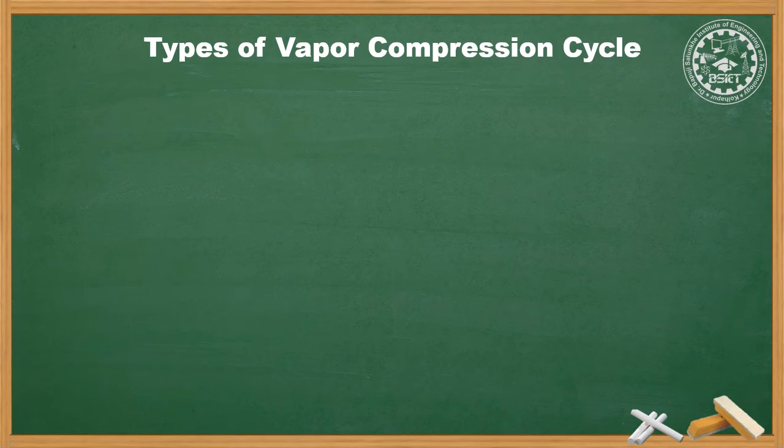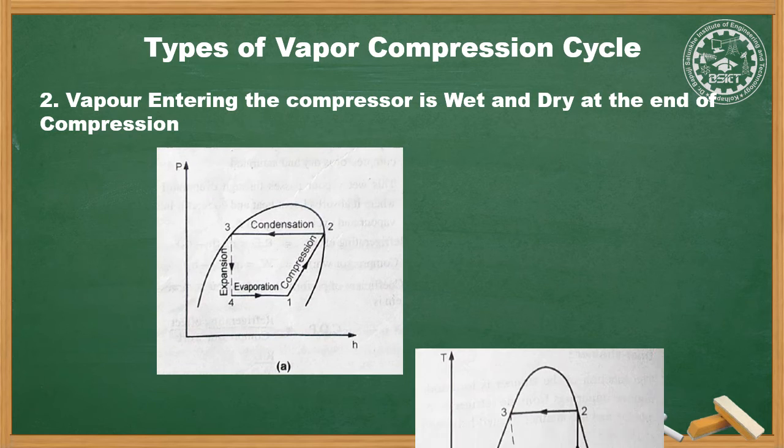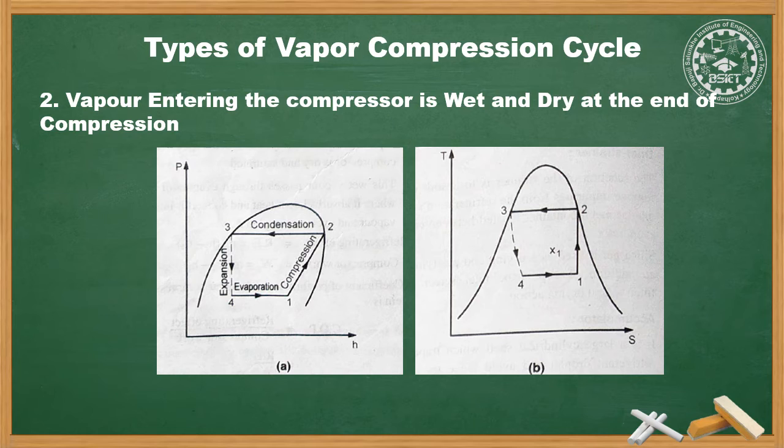The next type of vapor compression cycle is when vapor entering the compressor is wet and dry at the end of compression. That is, the vapor entering the compressor is half wet and half dry at the end of compression. From the figure shown below, the PH and TS diagram for the vapor entering the compressor wet and dry at the end of compression: process 1 to 2 is isentropic compression, process 2 to 3 is condensation or heat rejection, process 3 to 4 is expansion, and process 4 to 1 is evaporation.